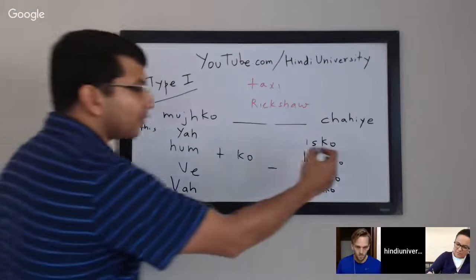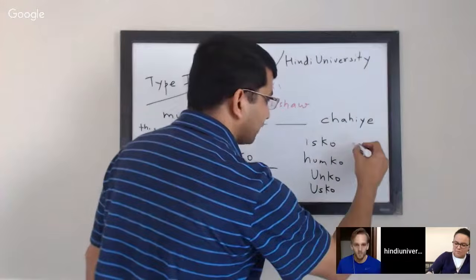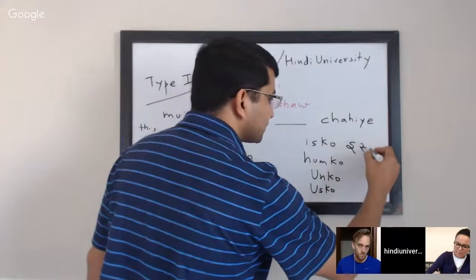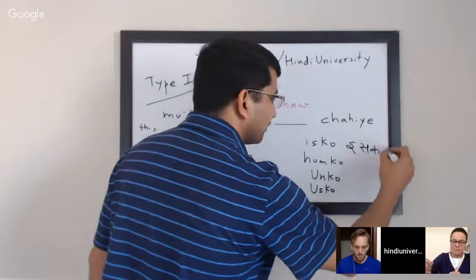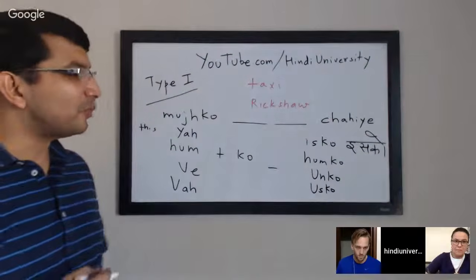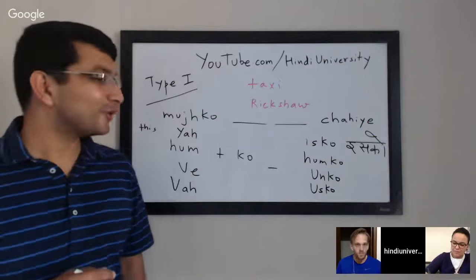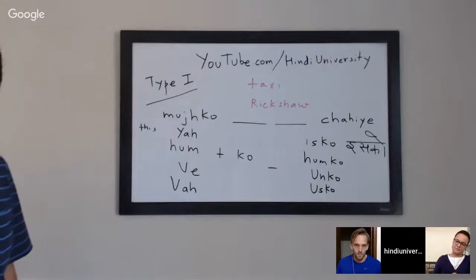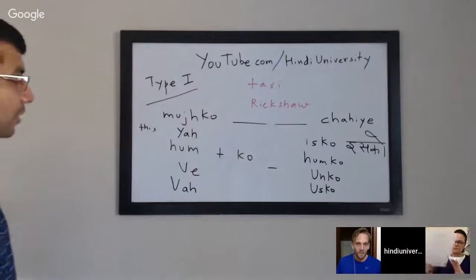So this is an important one. You will see many sentences starting with isko, right? So you have an इ with a small इ matra and then क with ो, isko. You'll see a lot of Bollywood songs also using isko, right? So just want to throw it out there. So that's basically your case number one, type one, where you're using it to say that I need something. Okay, let's move on.